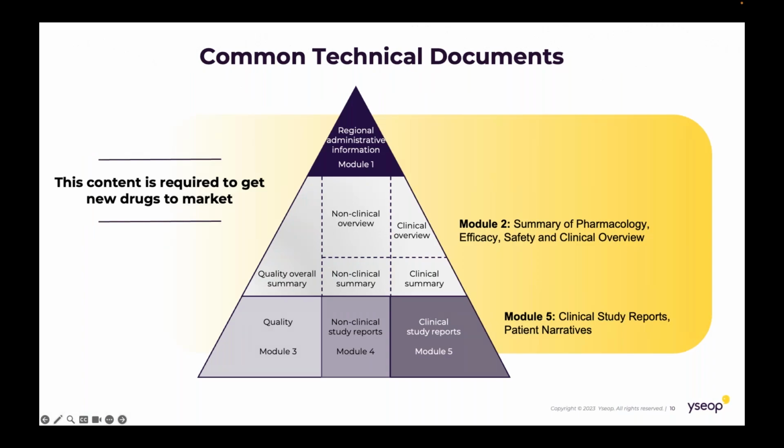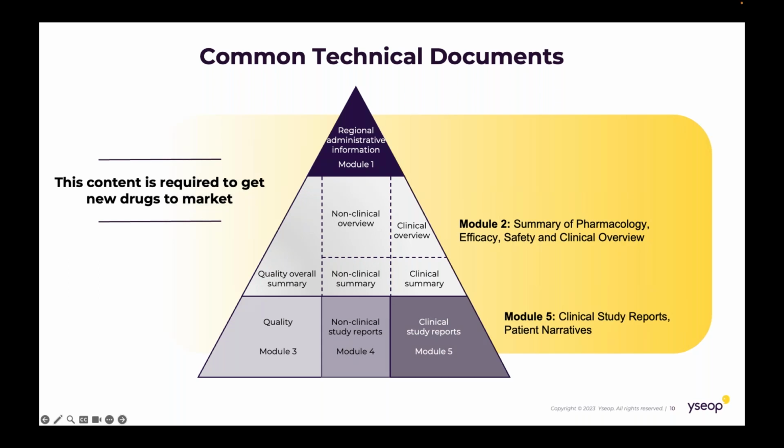So let's dig a layer deeper and talk about some of the documents that need to be considered when you're looking at a clinical workflow. So many of you are probably quite familiar with the common technical document. This is information that needs to go to the health authorities to get a drug to market. And some of the things that are important to look at in terms of documents are clinical study reports and the associated patient narratives in Module 5. And then in Module 2, the summary of pharmacology, efficacy, safety, clinical overview. These are some of the important documents as well.